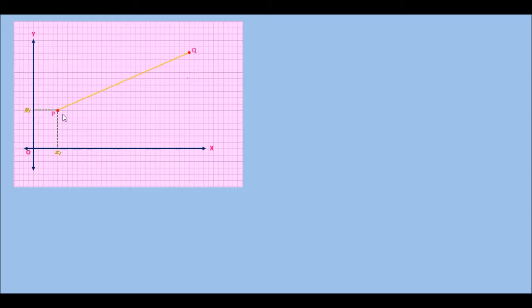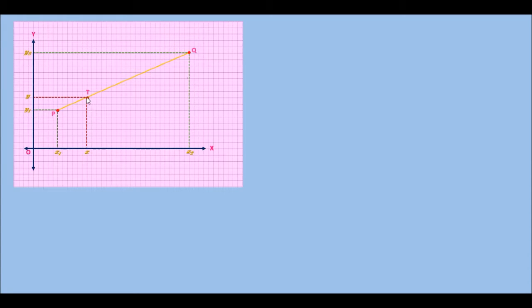And what are the coordinates of the endpoints P and Q? P is having the coordinates as x1, y1. And Q is having the coordinates as x2, y2.